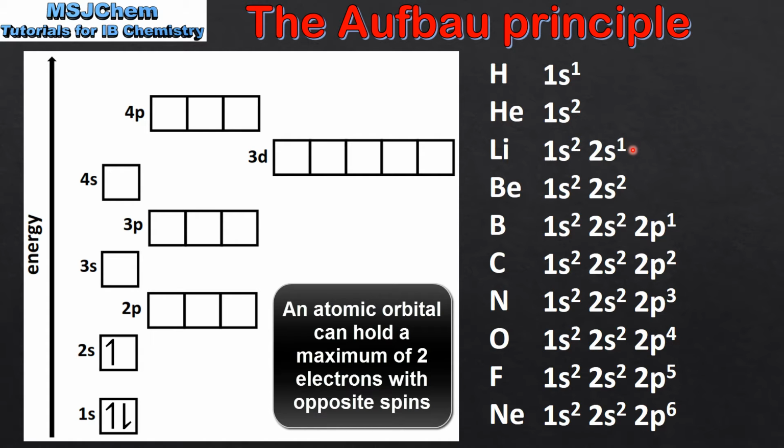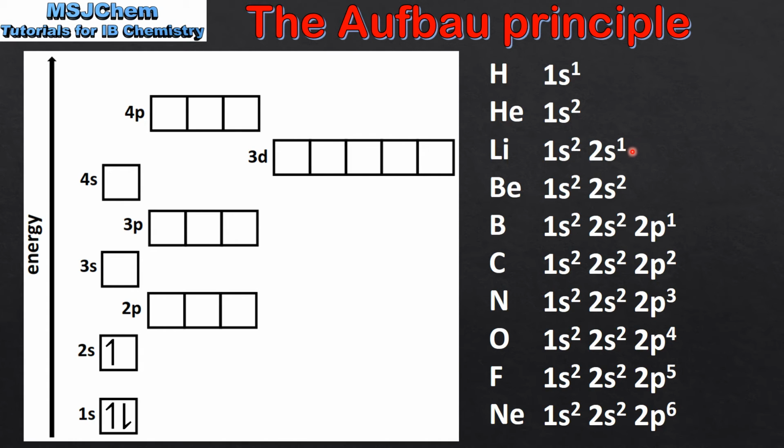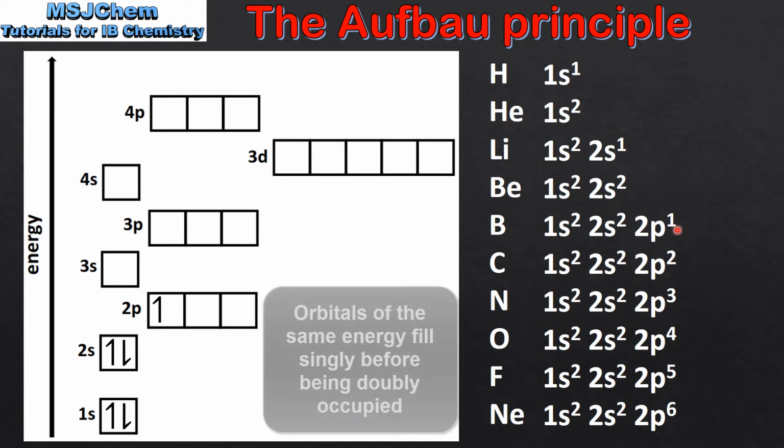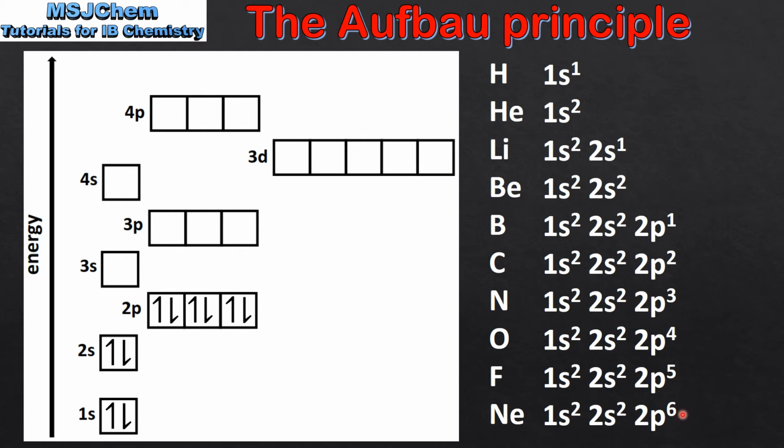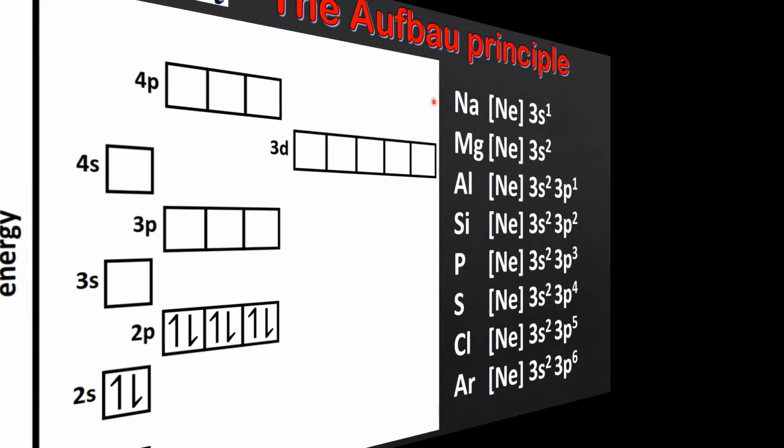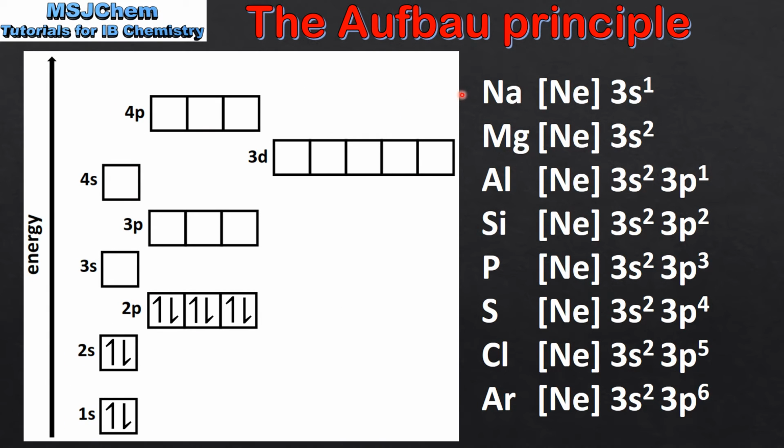Moving on to lithium, which is 1s2, 2s1. And then beryllium, which is 1s2, 2s2. Next, we'll start filling the 2p sublevel starting with boron. Next, we have carbon, then nitrogen, then oxygen, then fluorine, and then neon, which takes us up to 2p6, filling the 2p sublevel.